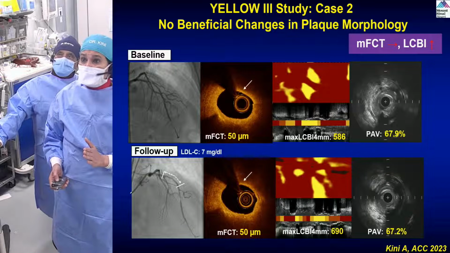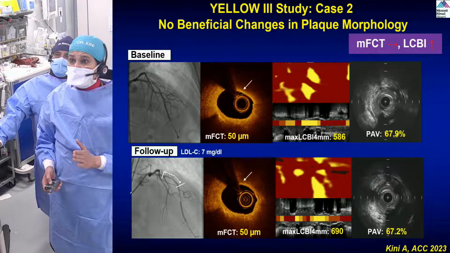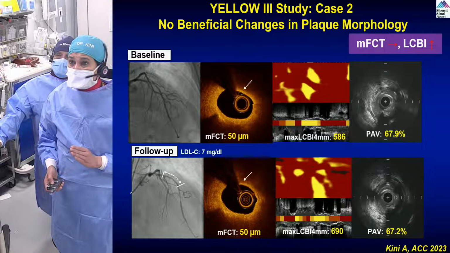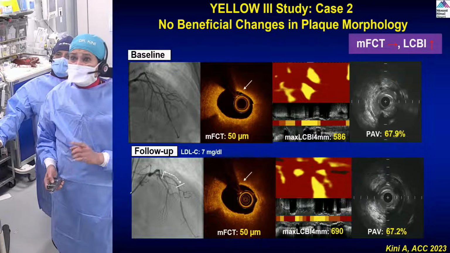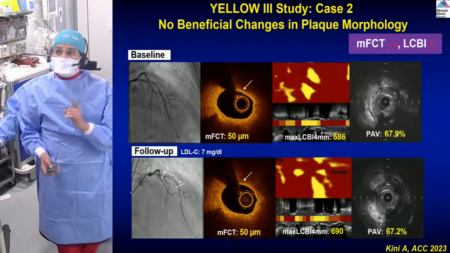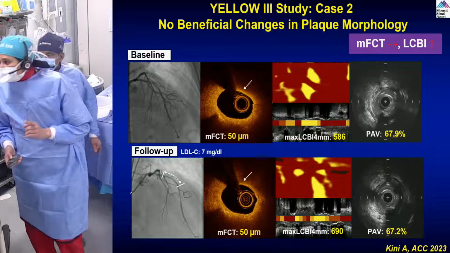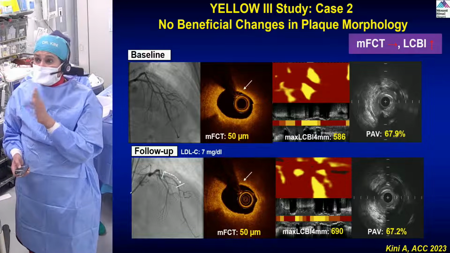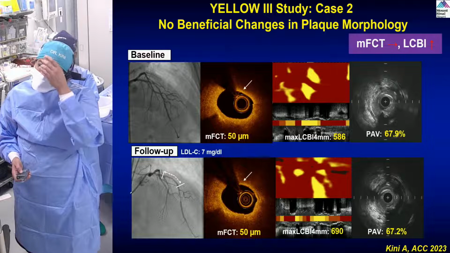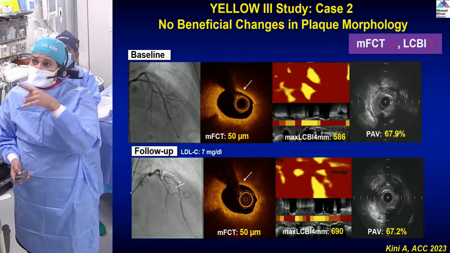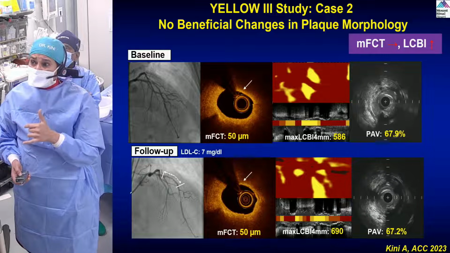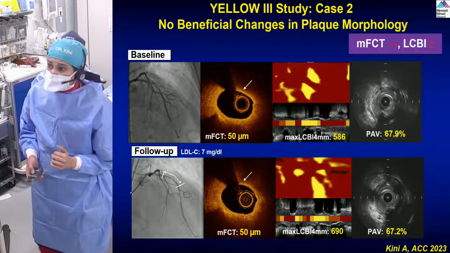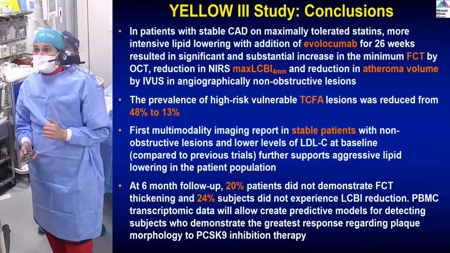And now the LAD, non-obstructive, mid LAD, 50 micron to 50 micron, remained the same. Look at the LDL. Baseline was 80, and follow-up was 7, but no change. LCBI actually increased, 586 to 690. No change in plaque volume. So this we would call a non-responder patient.